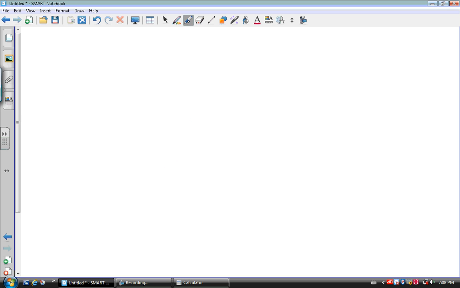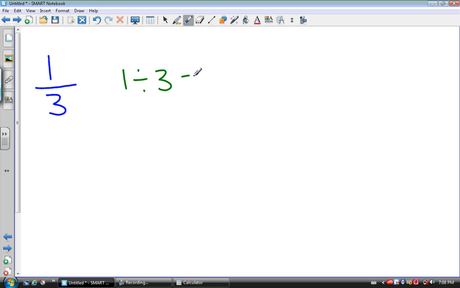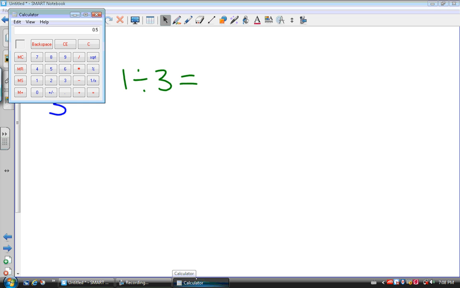Let's say I want to convert 1/3 to a decimal number. Well, the numerator here is 1, the denominator is 3. 1 divided by 3 equals, calculator, 1 divided by 3. 0.33333333, and it looks like this 3 goes on forever.